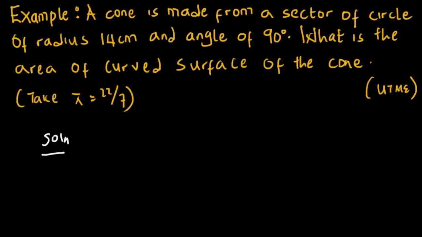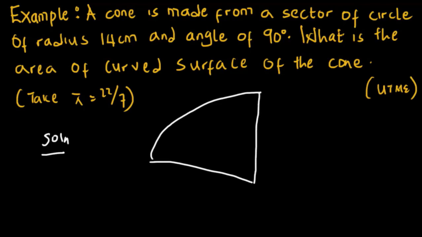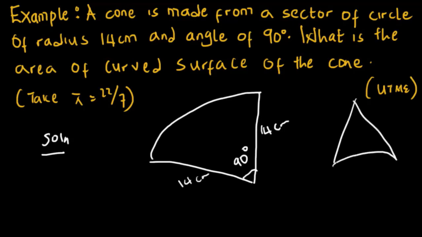represent this in a diagram because it makes things easy for me. So if I have this sector, now I know that we're told that the angle is 90 degrees. So I have 90 degrees. What else? The radius is 14 centimeters. So I have 14 centimeters. Now this sector was made into a cone. So I have this cone. Obviously this place is still 14 centimeters, 14 centimeters, and then I have 90 degrees.